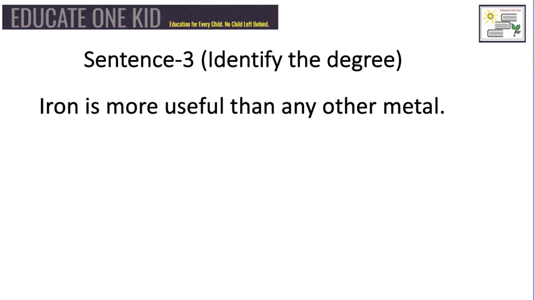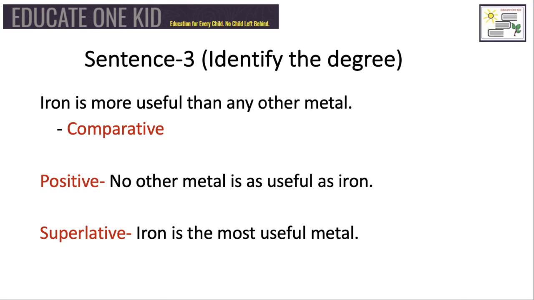Another example. Iron is more useful than any other metal. As we compare iron with other metal, it becomes a comparative form. In the positive, no other metal is as useful as iron. In the superlative form, iron is the most useful metal.